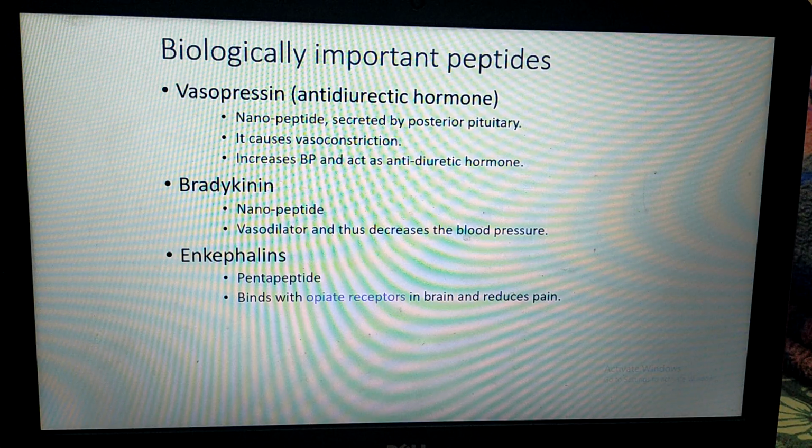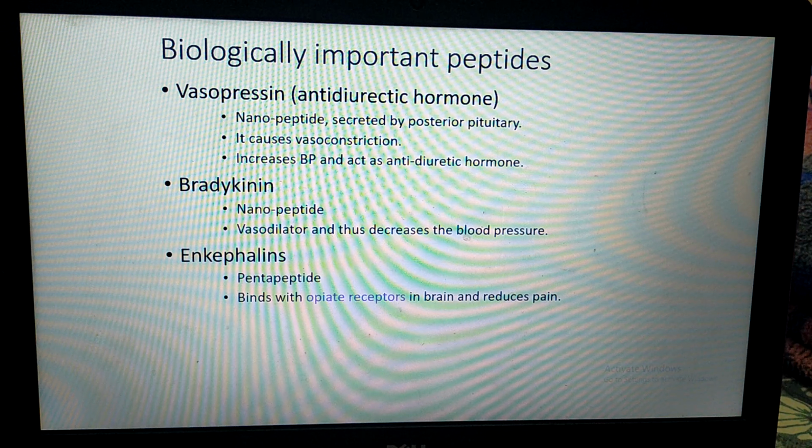Next biologically important peptide is bradykinin. It is a nonapeptide. Its actions are opposite to vasopressin. It is a vasodilator and thus it decreases the blood pressure. Vasodilator means it dilates the blood vessel. When the blood vessel dilates, the blood pressure decreases. Last is enkephalins. They are pentapeptides made up of 5 amino acids.